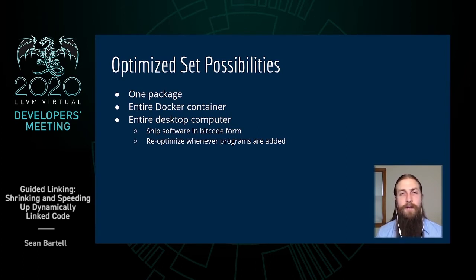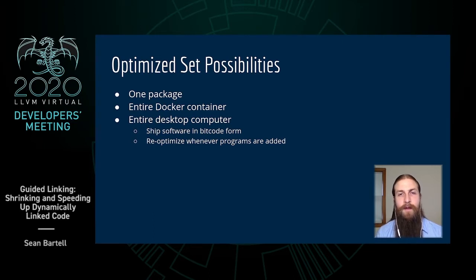If they want to avoid changing the way their software is distributed, they can apply guided linking to a small set of software that's already distributed as a single unit, like a single software package. But this small optimized set may limit the amount of optimization we can do.